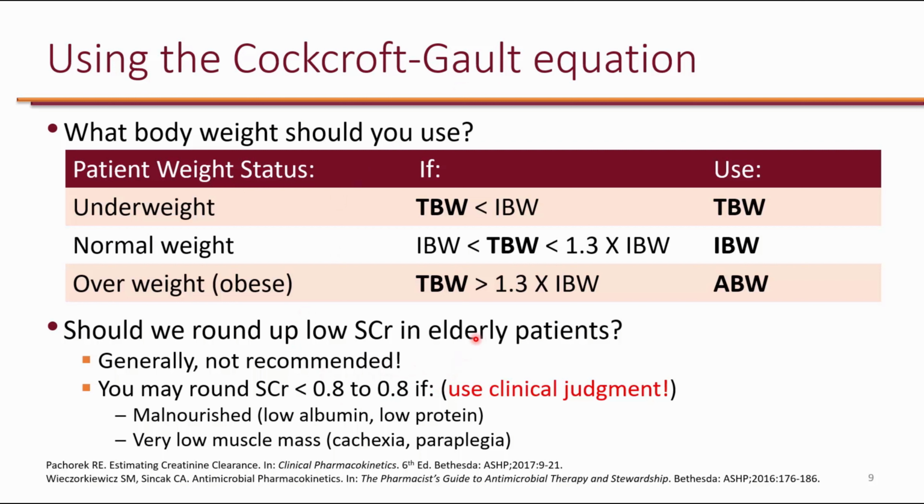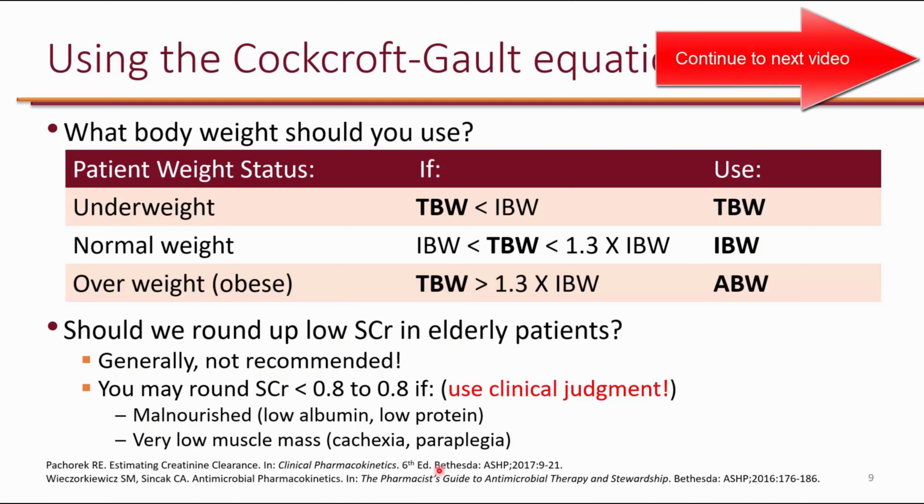Now, there are situations that you may need to round. In the literature, it's recommended to round to 0.8. So if serum creatinine is less than 0.8, round it to 0.8. Not necessarily for elderly, but for malnourished, because serum creatinine comes from muscle. So if someone has low albumin or low protein, that could be an indicator of malnutrition. Or someone who just happens to have very low muscle mass, for example, or someone who's paraplegic. For those patients, you may round serum creatinine of less than 0.8 to 0.8, but still use your clinical judgment.